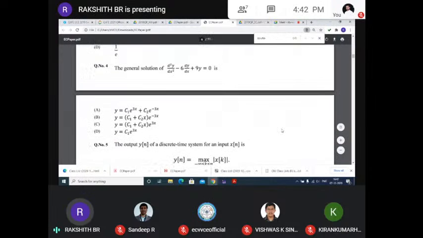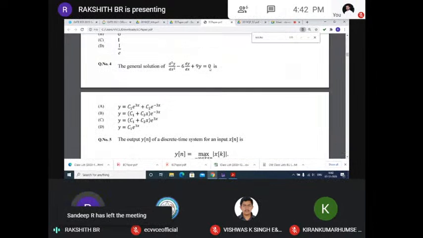the differential equation d square y by dx square minus 6 dy by dx plus 9y equal to 0. So what does this equation look like? It looks like a second order ordinary differential equation with constant coefficients, which we just learned how to solve. Here it is the same. This is the second order ordinary differential equation with constant coefficients, that is d square y by dx square minus 6 dy by dx plus 9y equal to 0.